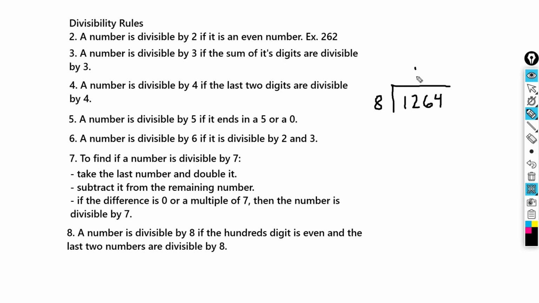So 8 goes into 12 once. That gives us a remainder of 4. And if I bring down the 6, I have 46. 8 goes into 46 5 times. 5 times 8 is 40. 46 minus 40 is 6. Bring down the 4.